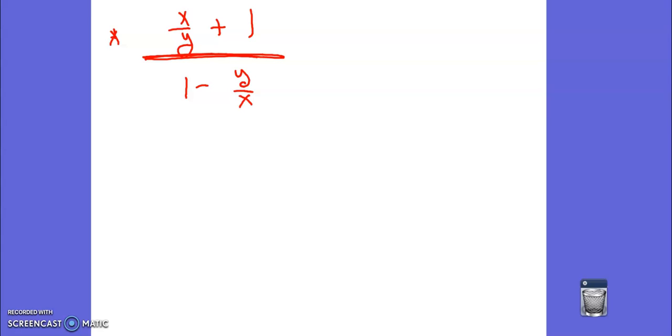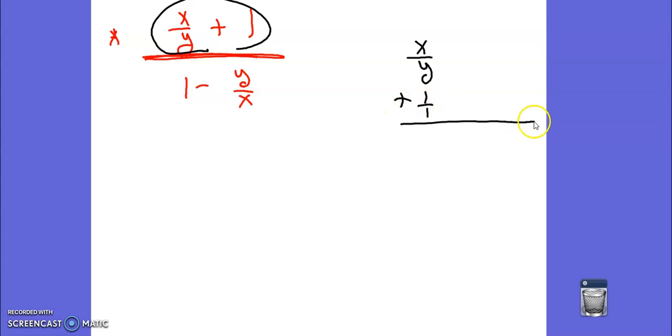All right, again, what you want to do on this, just concentrate. It's one big fraction, but look at just the numerator and add those together. So this would be x plus y plus like 1 over 1. Find your common denominator, which is y. Add those guys together. So this is going to be x plus y over y.